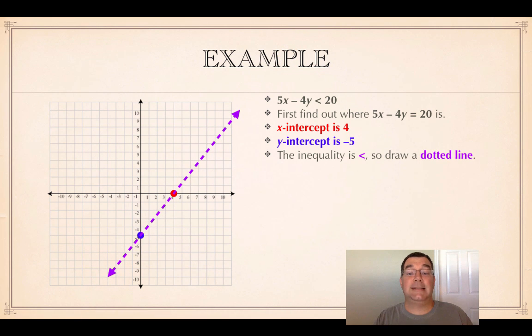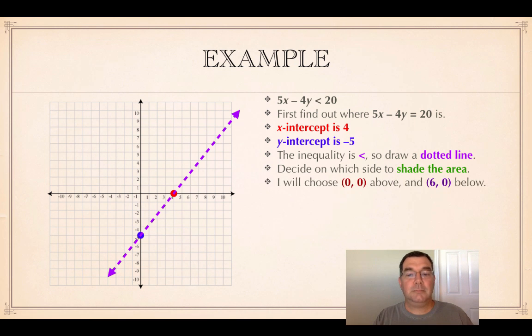Okay, but since the inequality is a less than sign, not less than or equal to, I'm going to draw a dotted line through both of those points. Now I need to figure out which side to shade. Am I going to shade above the line or below the line? So I'm going to choose two points, one above the line and one below the line, and I'm going to plug those coordinates into the original inequality to see which one gives me a true statement.